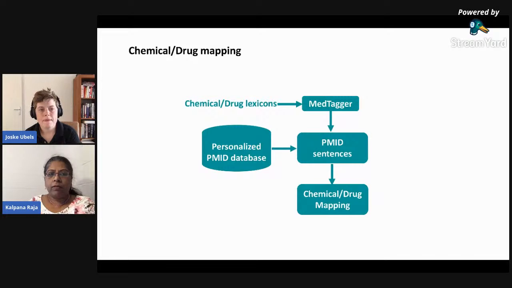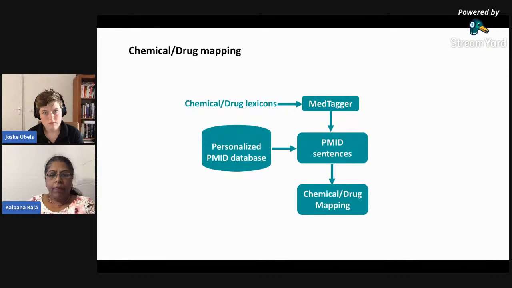So the next step is mapping the chemical and drug mentions in PubMed sentences. We developed a chemicals and drugs lexicon from various resources. I will explain in detail in later slides. We use this lexicon to find the drug and chemical mentions in PubMed sentences, for which we used a tool called MedTagger, from Mayo Clinic. We just gave the lexicon to MedTagger. So finally, it gave us PubMed sentences mapped with chemicals and drugs.